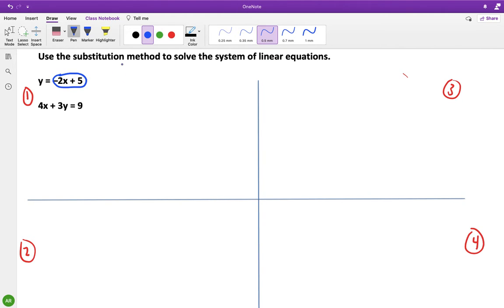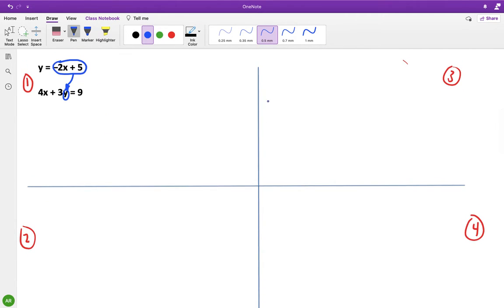Now we can use that powerful tool to put this expression in the second equation in place of y. Since y is the same as negative 2x plus 5, I can replace y with negative 2x plus 5. So we can already move down to the second part where we're going to solve for the first variable. I'm going to write this equation out as 4x plus 3. Now instead of putting y in there, I'm going to replace that y with negative 2x plus 5. And that still equals 9.